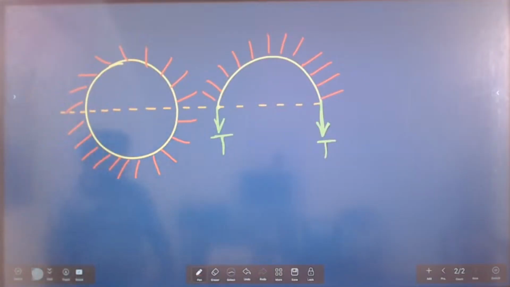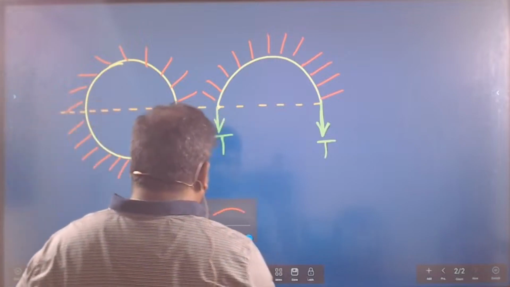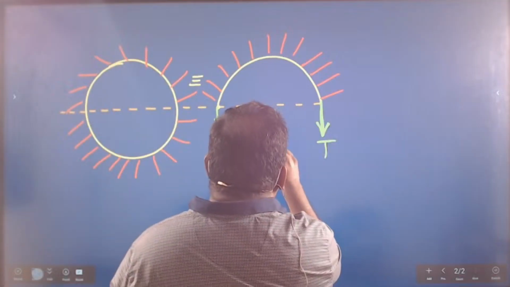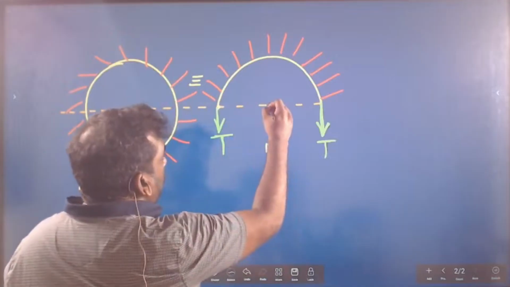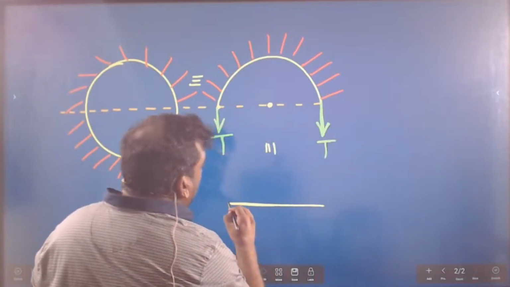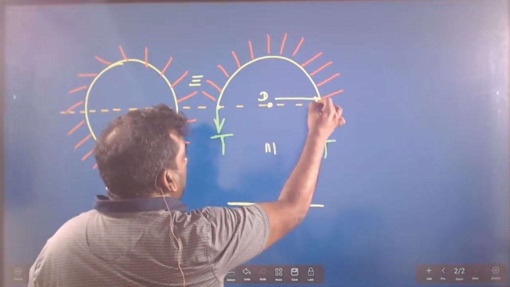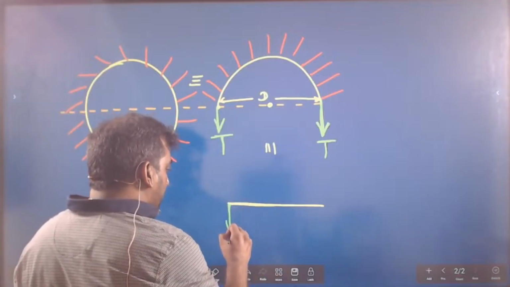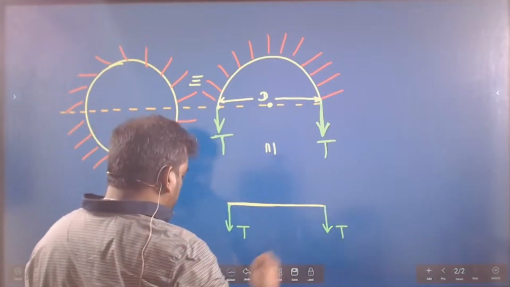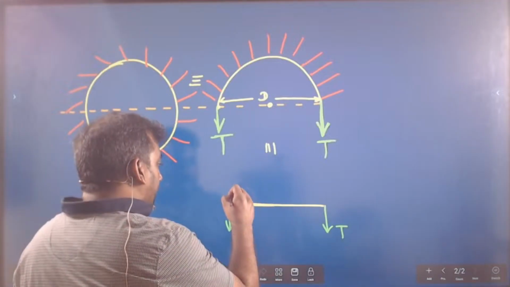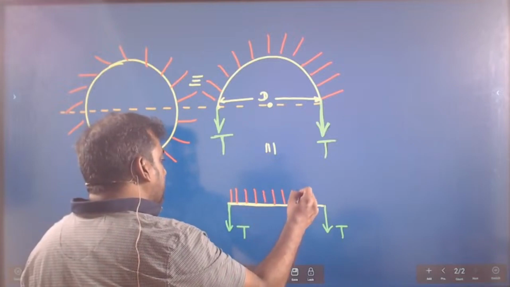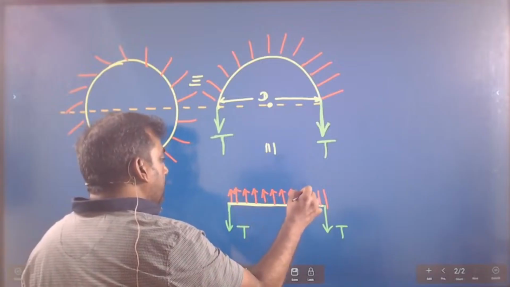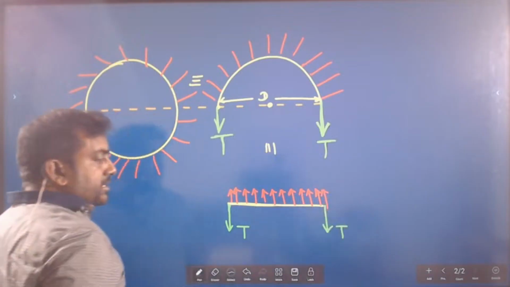Look at the board. What we can say is, please understand this, it's a very simple concept. This is equivalent to a rod equal to the diameter. Both ends there is tension. And along this rod surface tension force is acting. Along this rod there is a pull due to surface tension.